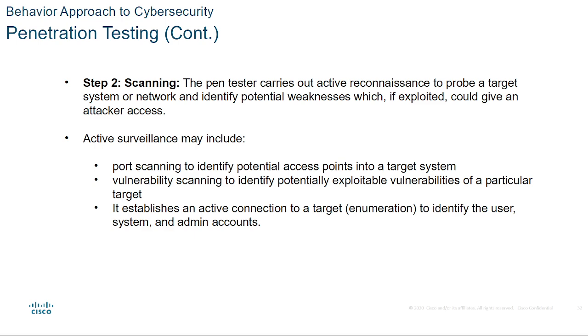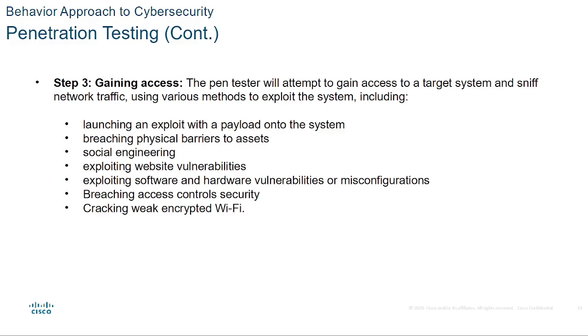So active surveillance may include port scanning, vulnerability scanning to identify potentially exploitable vulnerabilities on a particular target, establishes an active connection to a target to identify the user system and admin accounts. The next step is gaining access. So once scanning has been done and you have seen a vulnerability, you gain access to that vulnerability.